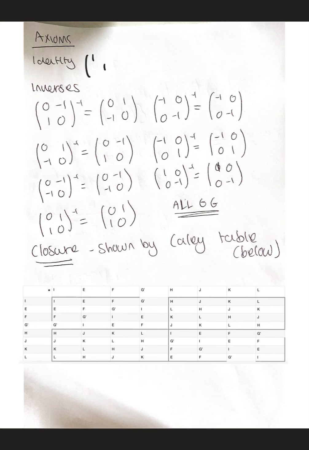We already know it contains the identity, and with matrix multiplication, the identity matrix meets the necessary criteria to be the identity. Here, I've written out the inverses of the matrices, and as you will notice, all the inverses are found in G. Closure is shown by this Cayley table here.